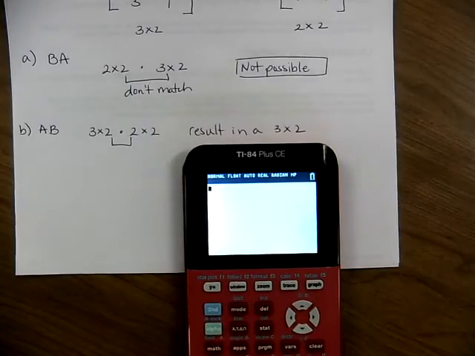And then you've got to tell it what you want it to do. You want it to take A and multiply it by B. So matrix A times matrix B. And there's your solution.